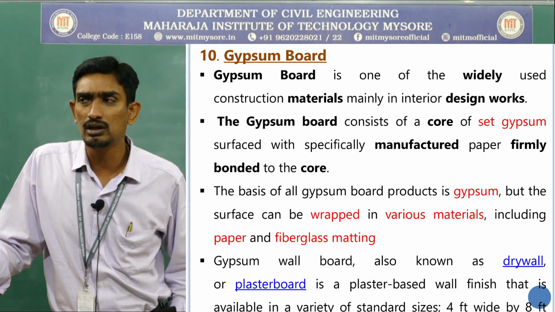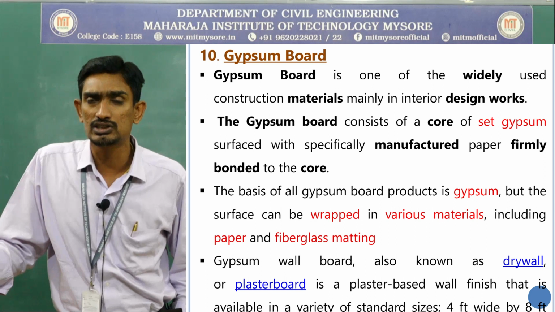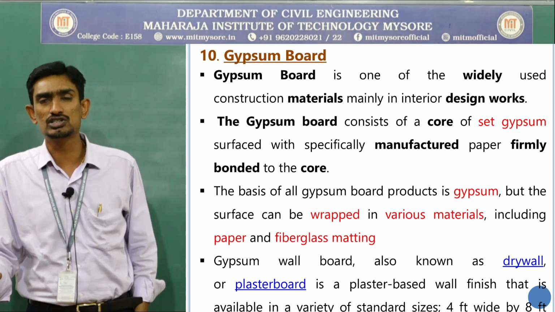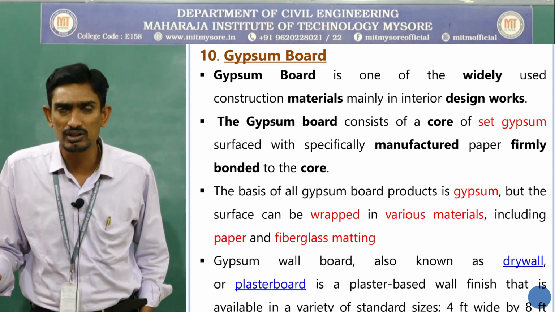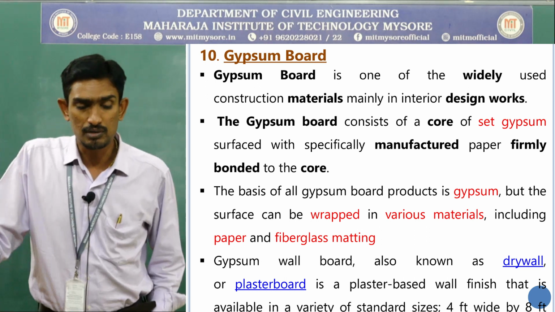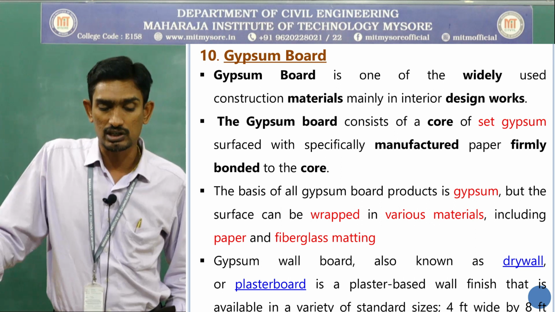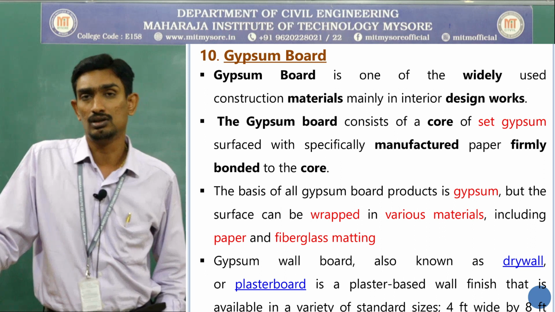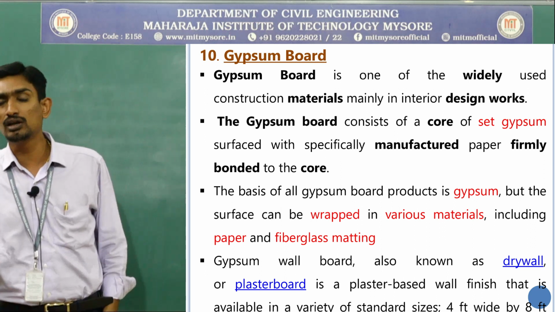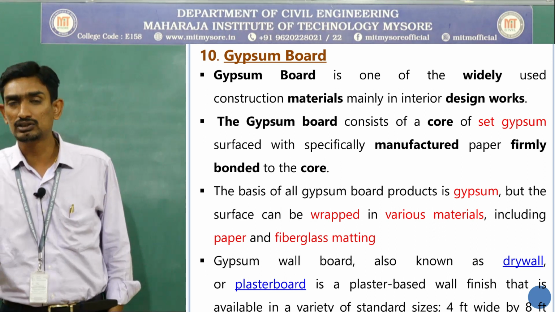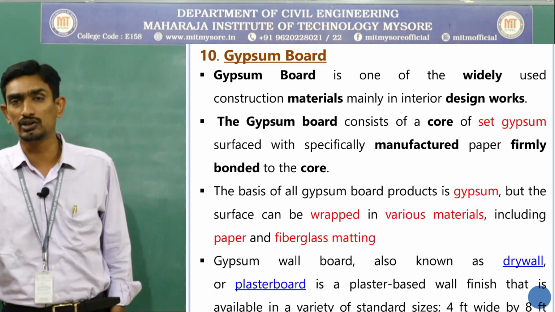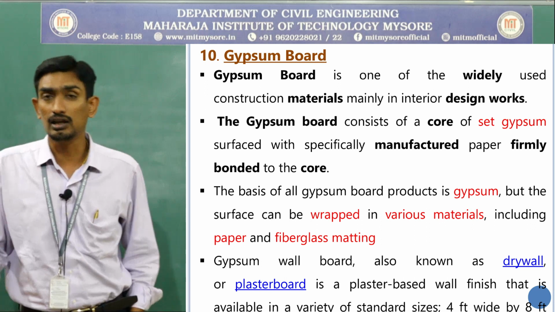In order to make the interior of a building look aesthetically good, we are going to use a material called gypsum board. Gypsum board is one of the widely used construction materials, mainly in interior design. Instead of using other materials, we can use gypsum board predominantly. I will tell you the advantages of why we need to use it in the interior.